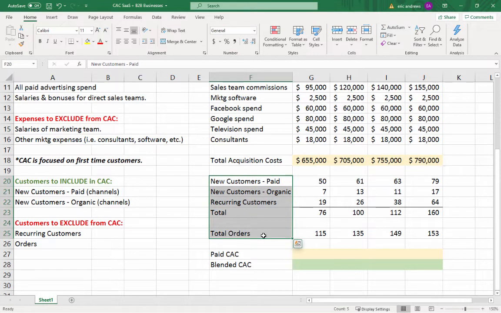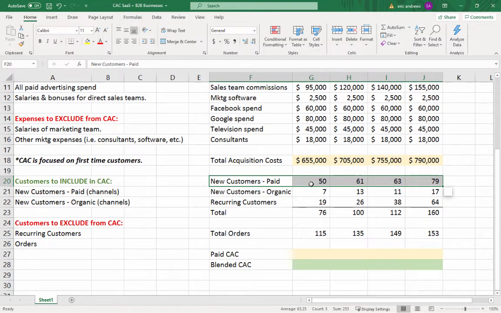So here's a bunch of customer data. We have new customers from paid channels. So if we look in our Google Analytics or our Facebook Business Manager or Google AdWords, we can see how many customers clicked our ads and then bought. And so paid customers are customers who we are attributing directly their sale to the paid advertising.